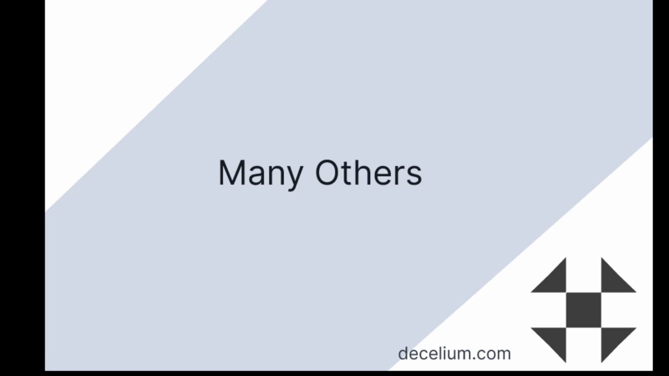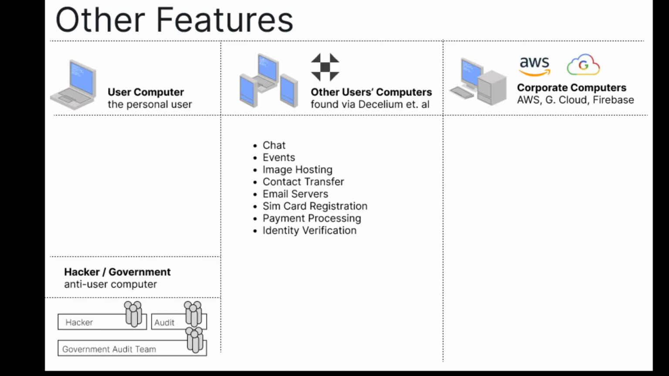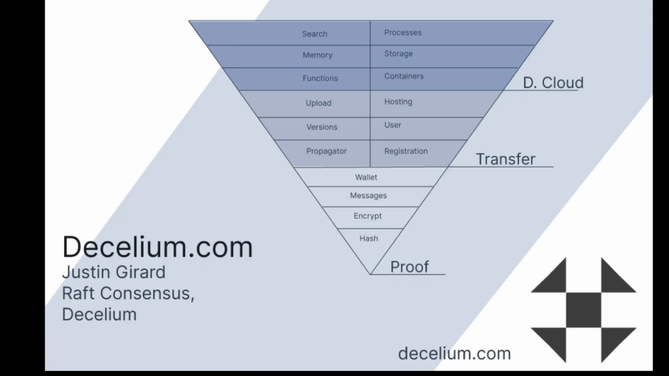So there are obviously many other applications that are possible other than these. Chats, events, image hosting, transferring contact cards, hosting of whole email Docker servers, registration processes, KYC, payment processing, and identity verification. All this stuff can be done on users' computers, not on a custodial service, saving organizations lots of time and complexity. So that's the general overview of the Decelium network from a communications perspective.